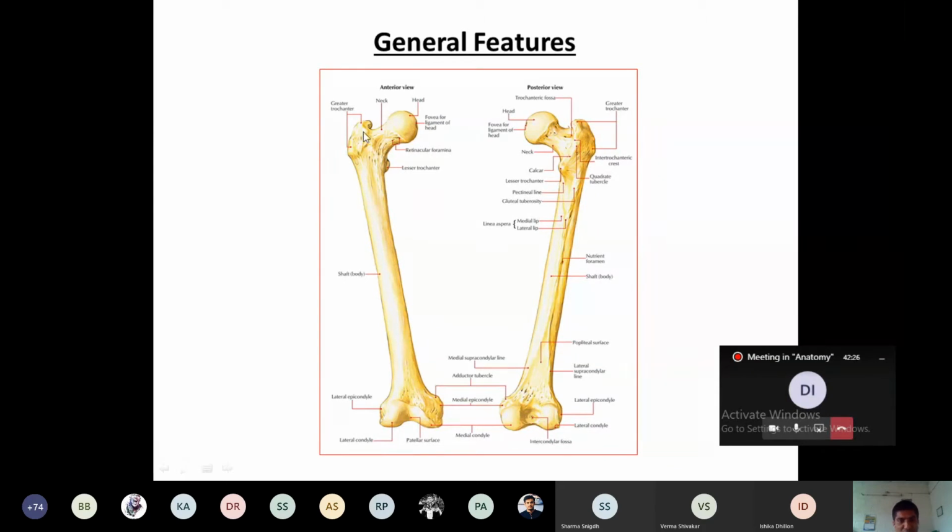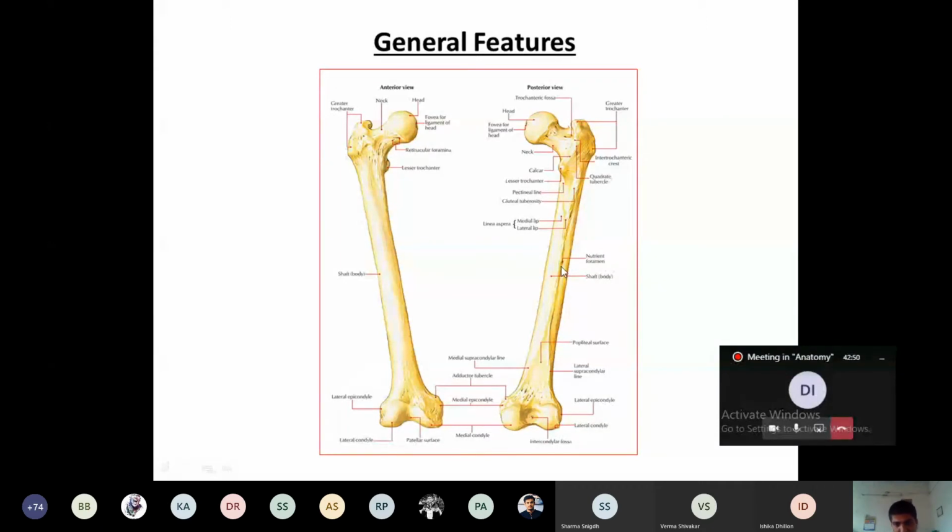Okay, and here in the greater trochanter, if you go medially, there is a very important structure. This is known as the trochanteric fossa. Greater trochanter, what is there? Medial surface, there is the trochanteric fossa. Okay, and superiorly here you can see the upper border of the greater trochanter, and this one is the lesser trochanter. And now come to the shaft. This one is the shaft.